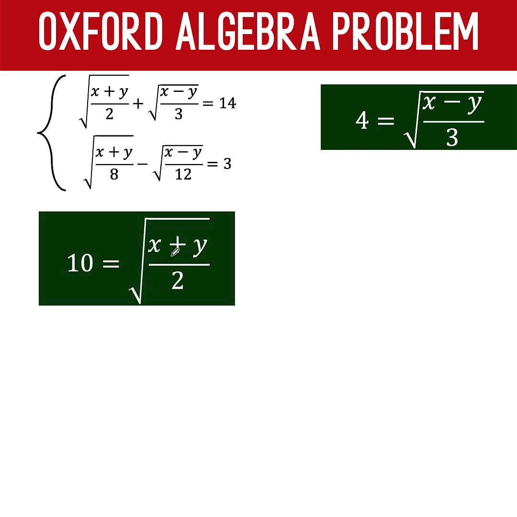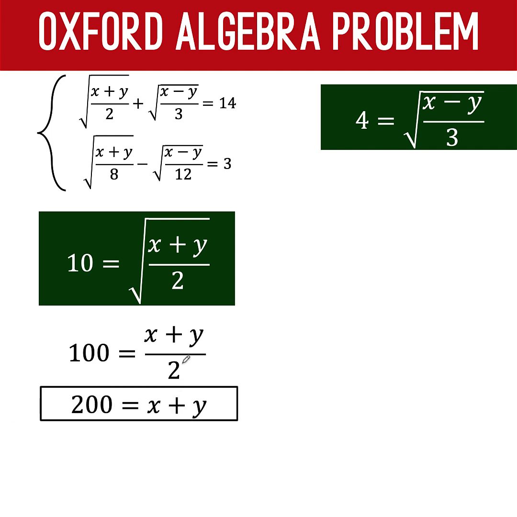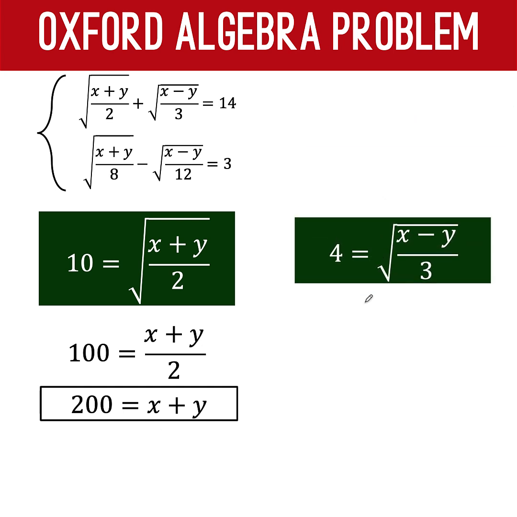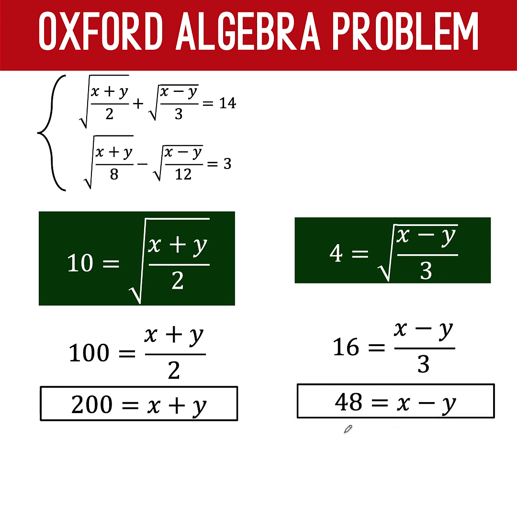So solving now for x plus y here, we square both sides. 10 squared becomes 100, and squaring the right side will eliminate the radical symbol, and so the right side becomes the radicand, (x plus y) over 2. Multiply both sides by 2 to get 200 at the left side, and copy x plus y. We are going to go back to this equation later on. Let's put the second equation back to our working area. We square both sides, this becomes 16, and by squaring the right side, we eliminate the square root symbol. And so we have 16 equals the radicand (x minus y) over 3, and multiply both sides by 3 to get 48 at the left side, and at the right side what's left is x minus y.